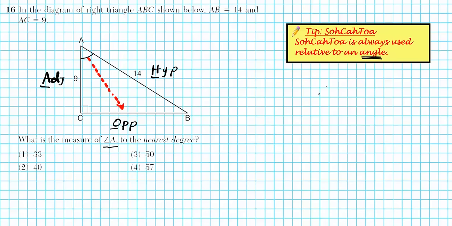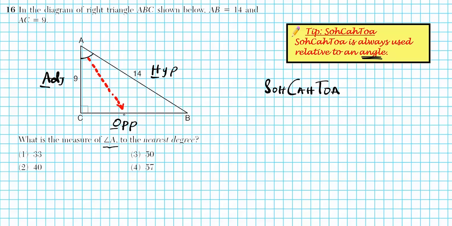S, C, and T are sine, cosine, and tangent. So let's go ahead and write down SOHCAHTOA real quick. What this basically tells us is that sine is opposite over hypotenuse, cosine is adjacent over hypotenuse, tan is opposite over adjacent. So which ratio can we use to solve this problem?